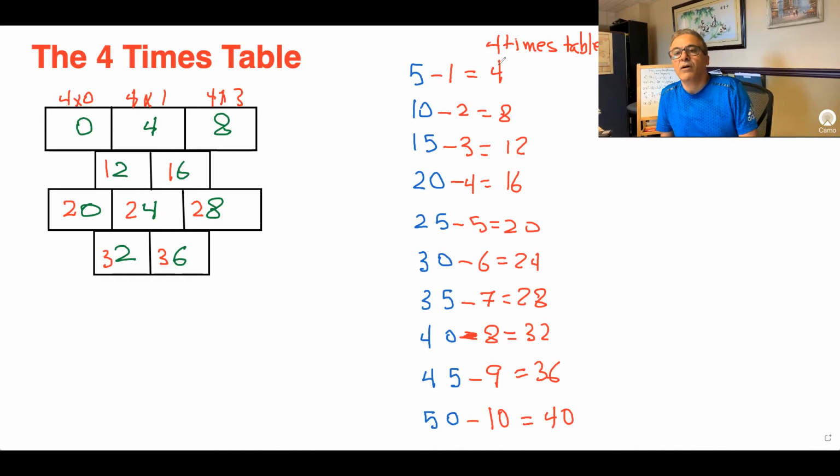Because as you see, 4 times 1 is 4, 4 times 2 is 8, 4 times 3 is 12, 4 times 4 is 16, 4 times 5 is 20, 4 times 6 is 24, 4 times 7 is 28, and so on.